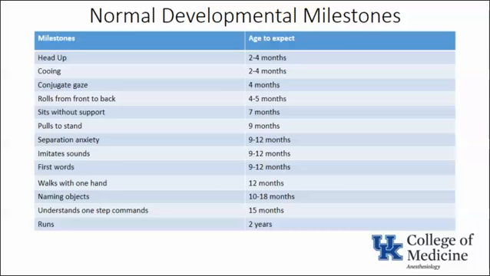You could get a question or two in measuring the normal developmental milestones in a child. Things to remember, the most important ones are: a child can lift its head up around 2 to 4 months of age, follow with a conjugate gaze around 4 months of age, sits around 7 months of age, walks around the first year of life, first birthday, first steps is what they say, and runs around 2 years of life.